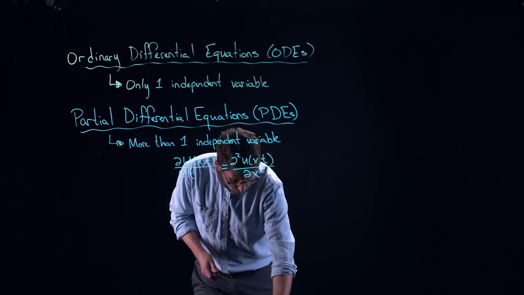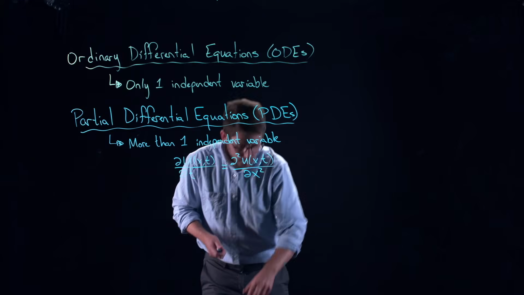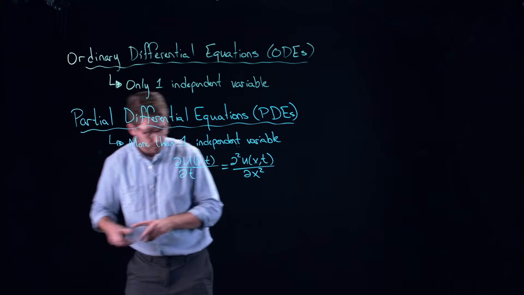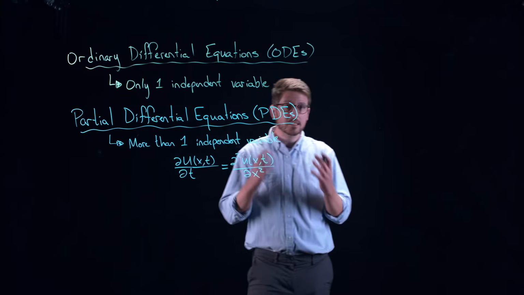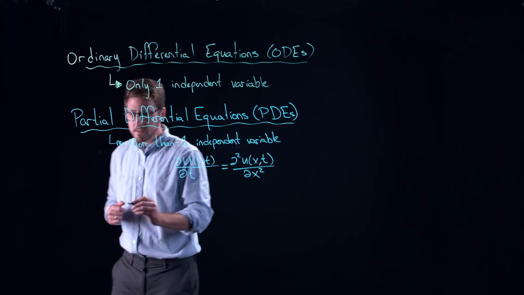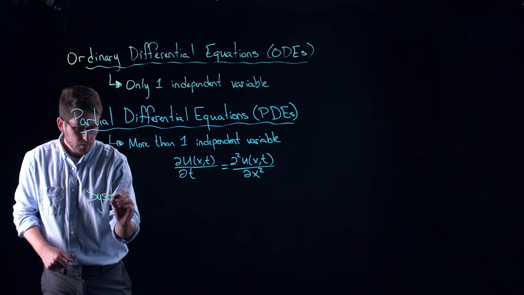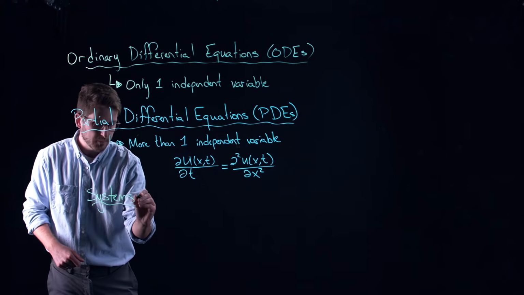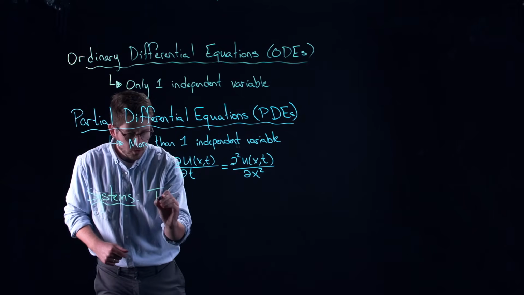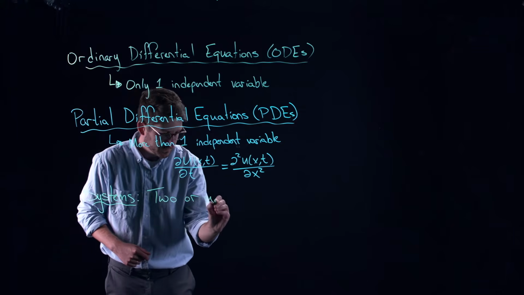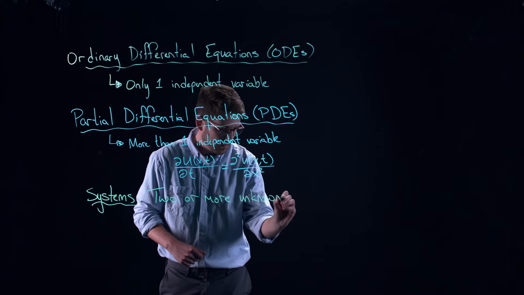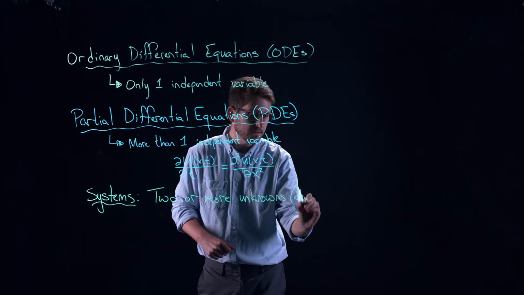Okay, so these two examples right here are talking about the independent variable in a differential equation. We could do something similar if we talk about the dependent variable. And in particular, we can introduce the concept of a system of differential equations. And that is when you have two or more unknowns in your equation. And by unknowns, I mean dependent variables.